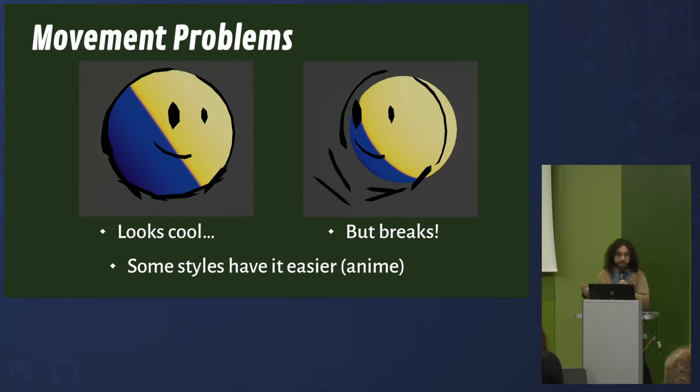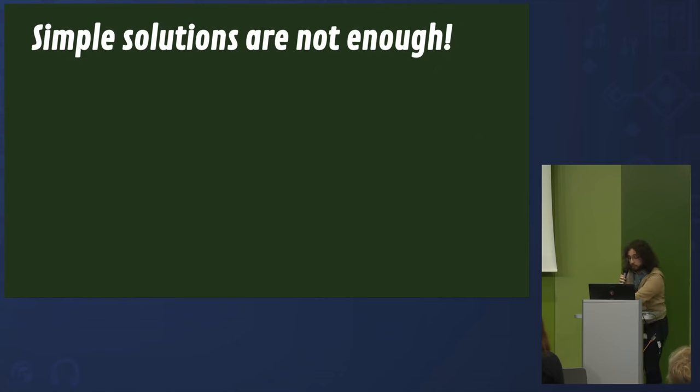So some styles have it easier, like anime, which had the same problem on paper. So instead they used celluloids and painted with gouache onto them in two-tone shading, because when the gouache dries down, gravity will flatten it out and remove the brush strokes, so therefore you can animate it better. So let's try to see why simple solutions are not enough.